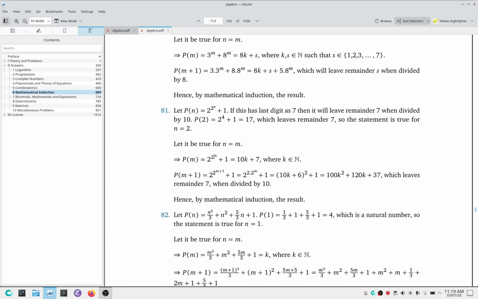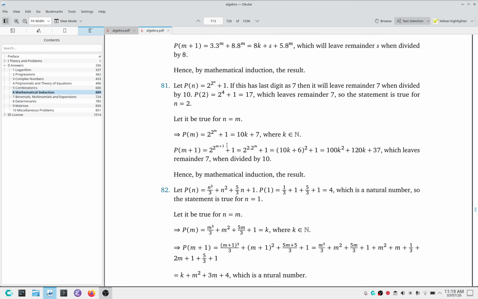We get 2 raised to the power 2 raised to the power m, plus 1, is equal to 10k plus 7. Now we put n equal to m plus 1. We get 2 raised to the power 2 raised to the power m plus 1, plus 1, which is equal to 2 raised to the power 2m into 2, plus 1. Now this 2 raised to the power 2 to the power m is 10k plus 6 from this. This becomes (10k plus 6) whole squared, plus 1. And we see that this will leave remainder 7 when divided by 10, and hence by induction we have the result.